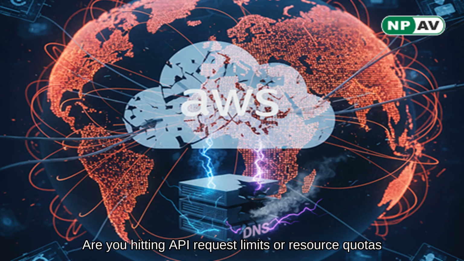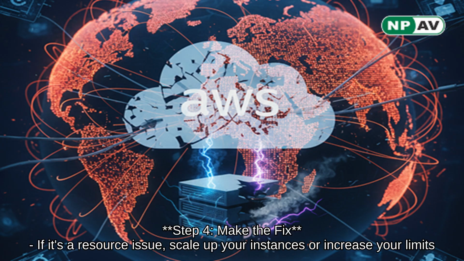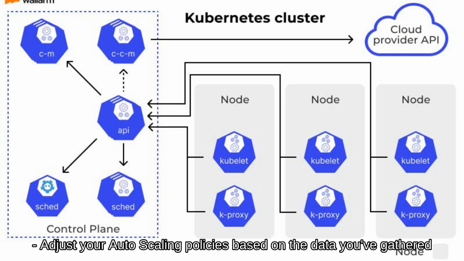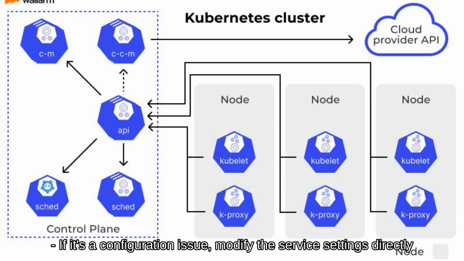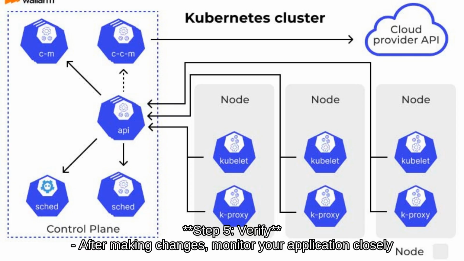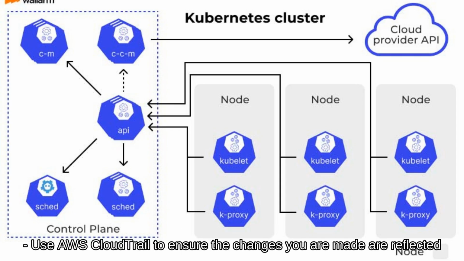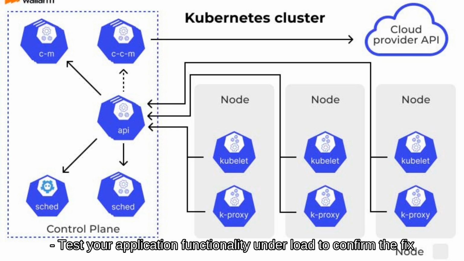Step 4. Make the fix. If it's a resource issue, scale up your instances or increase your limits. Adjust your auto-scaling policies based on the data you've gathered. If it's a configuration issue, modify the service settings directly. Step 5. Verify. After making changes, monitor your application closely. Use AWS CloudTrail to ensure the changes you made are reflected. Test your application functionality under load to confirm the fix.